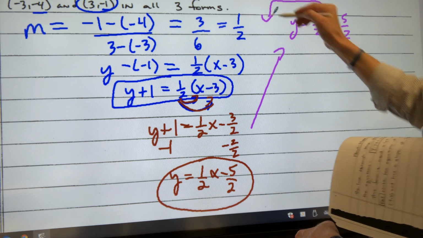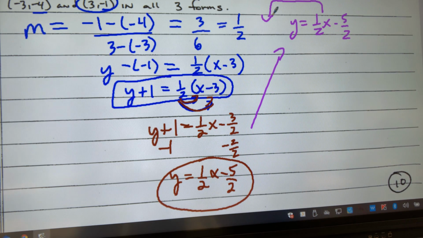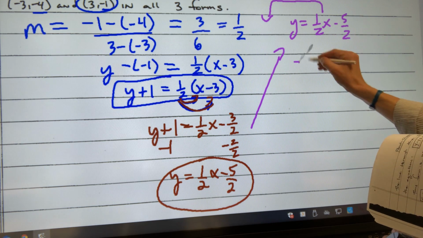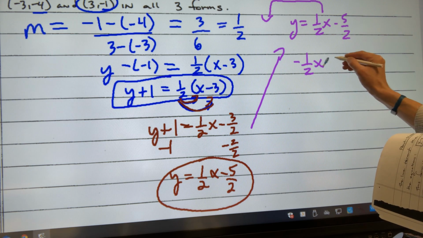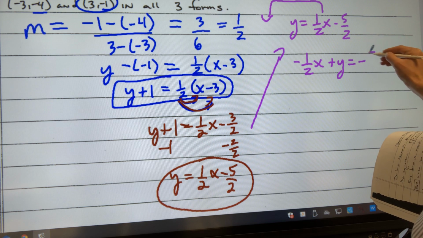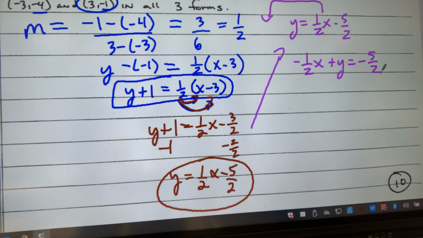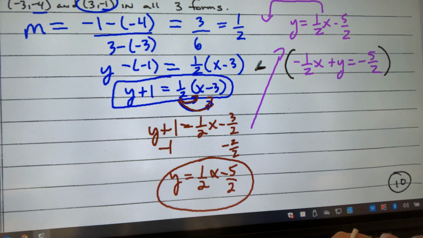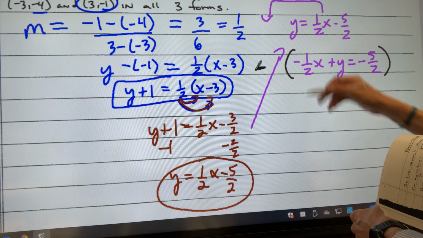Standard form means put x and y on the same side. It's a positive 1/2 x on the right. It's a negative 1/2 x on the left. Negative 1/2 x plus y is a negative 5 over 2. Two issues here. Number one, x is negative. It can't be negative. I'm going to have to multiply it by negative something. Secondly, it's also a fraction, negative 1/2.